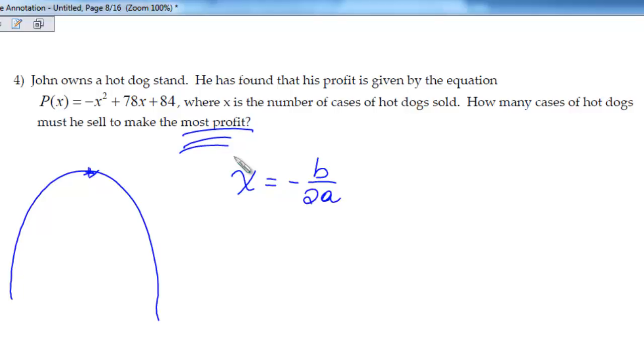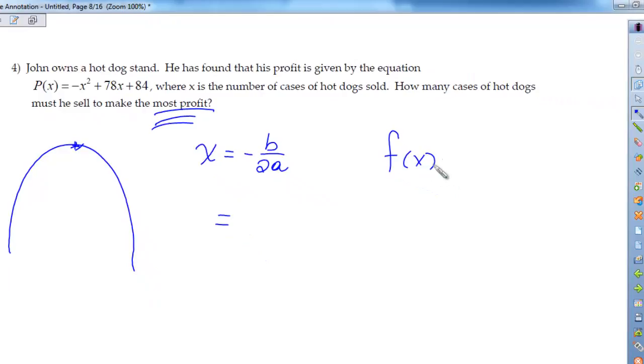However, in this one, it looks like we just need to know how many cases of hot dogs he must sell to make the most profit. So we're going to answer just with x. And so we get x equals negative b over 2a. Remember that the general form of a quadratic equation is a times x squared plus bx plus c.